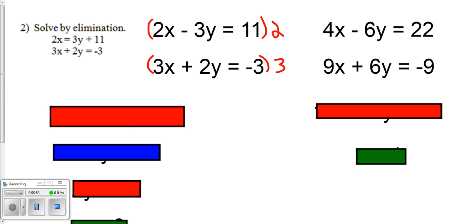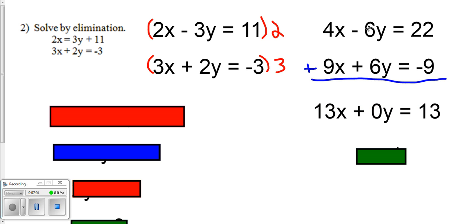So now is the point where we would just simply add these whole equations up. We would say 4x plus 9x becomes a 13x. Negative 6y plus positive 6y is just going to cancel out. It's a 0y. We don't need that anymore. 22 plus negative 9 is a positive 13. So our equation really says 13x equals 13. We would divide both sides by 13 to get x equals 1. Nice and simple. We've already solved half of our solution.